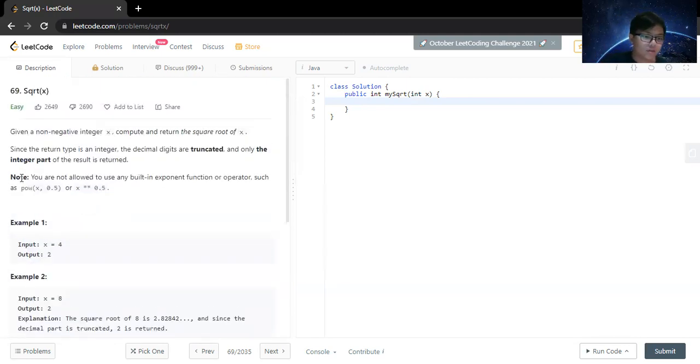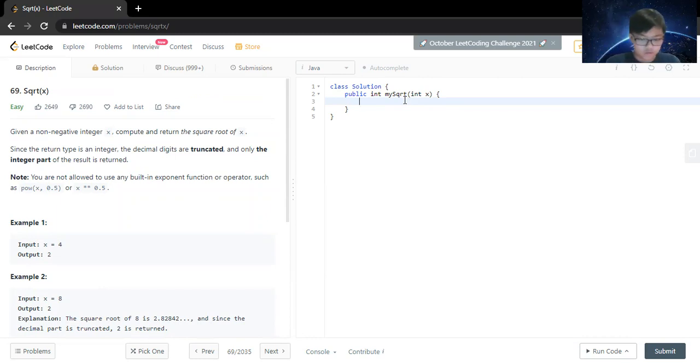Okay, so then we're going to read the next part. You're not to use any built-in exponent function or operators, so we're not going to use these. What we're going to do is create a count, and then make a while loop. So if x is greater than or equal to count squared, or count plus 1 squared, you're going to keep adding to count until you reach it.